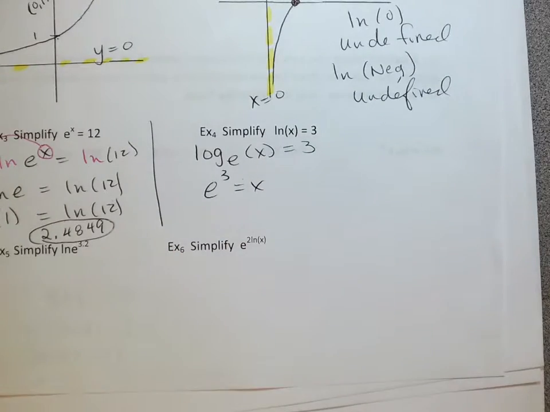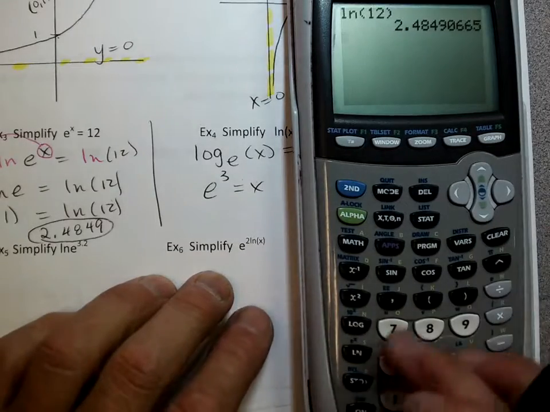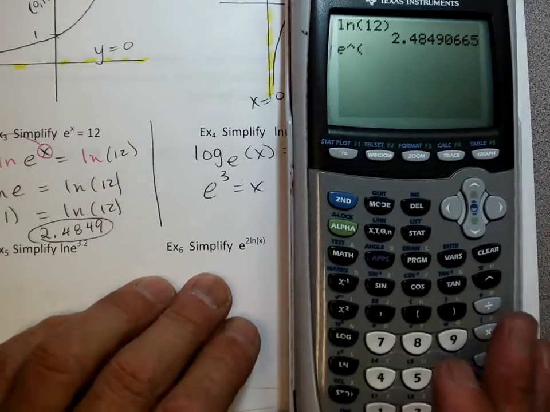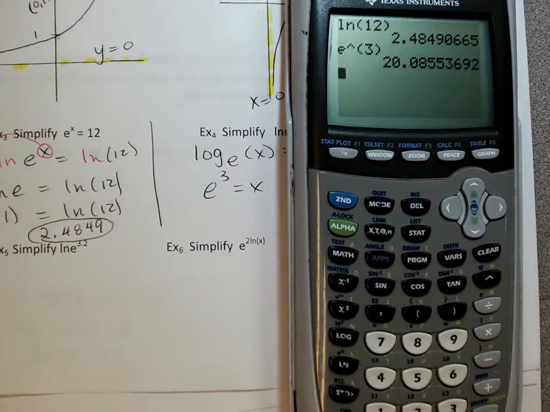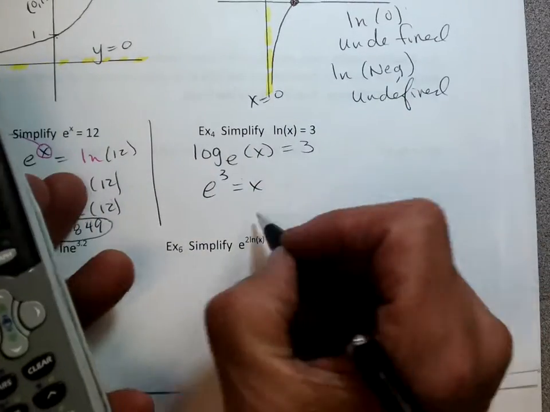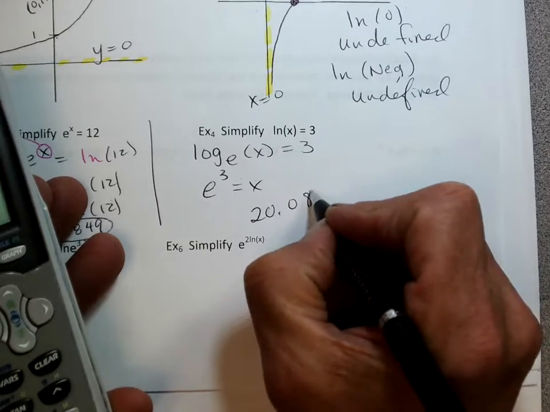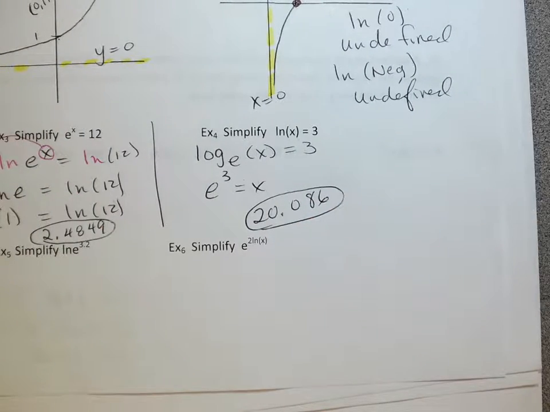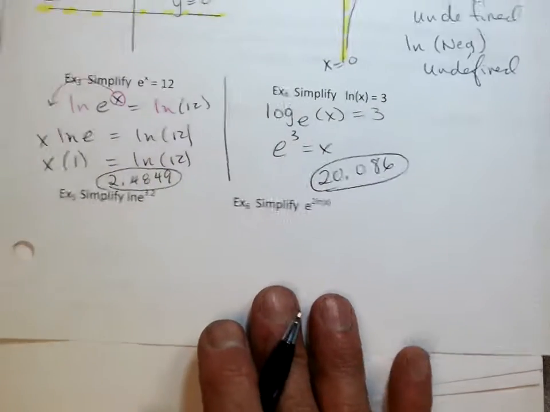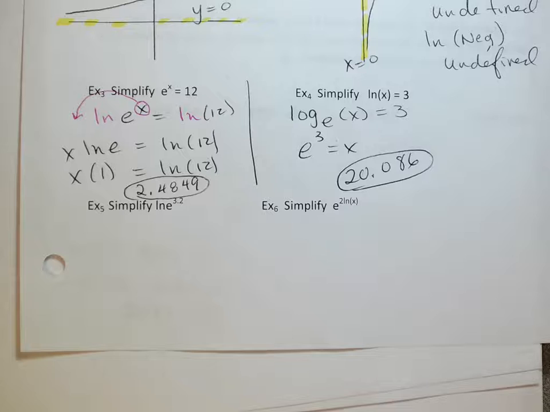And what is e to the 3? I'm going to use my calculator. So I go e to the 3rd power, about 20.086. Not too bad. Okay, example 5.